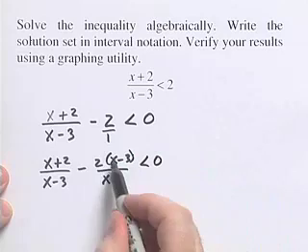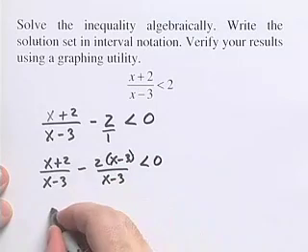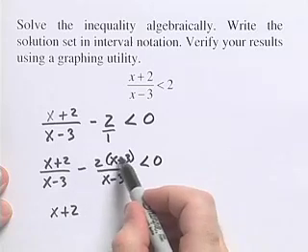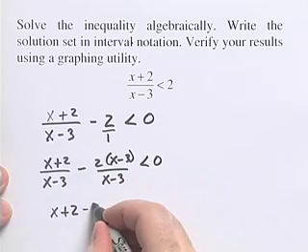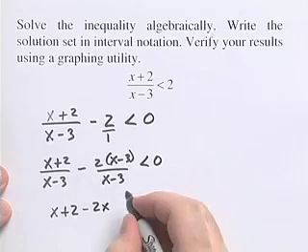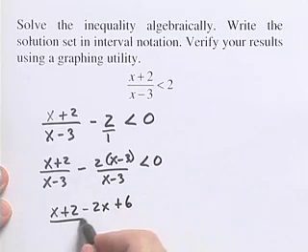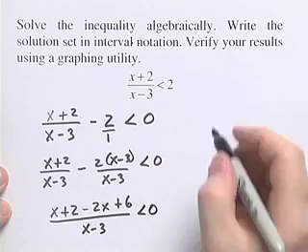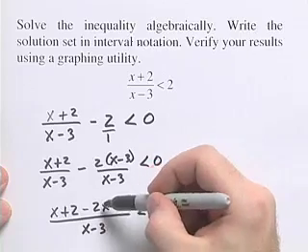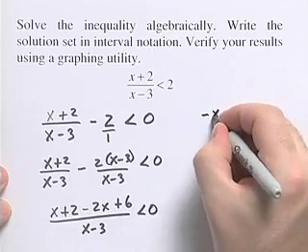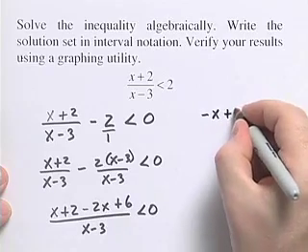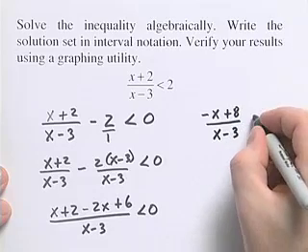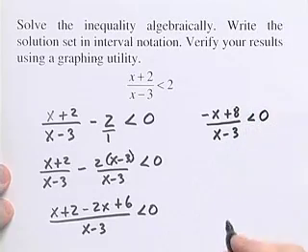Since we have our common denominator, we can combine our numerators. We'll have x + 2. We're going to do a couple of things here. We're going to distribute our negative and also the 2 at the same time. So we're going to have minus 2x, then negative 2 times negative 3 gives us plus 6, over x - 3, and that's going to be less than 0. We want to clean this up. x minus 2x gives us a negative x. 2 plus 6 is plus 8. That's divided by x - 3, and we want that to be less than 0.